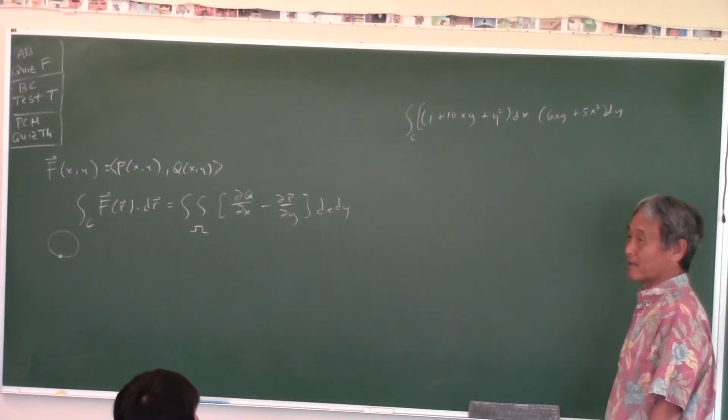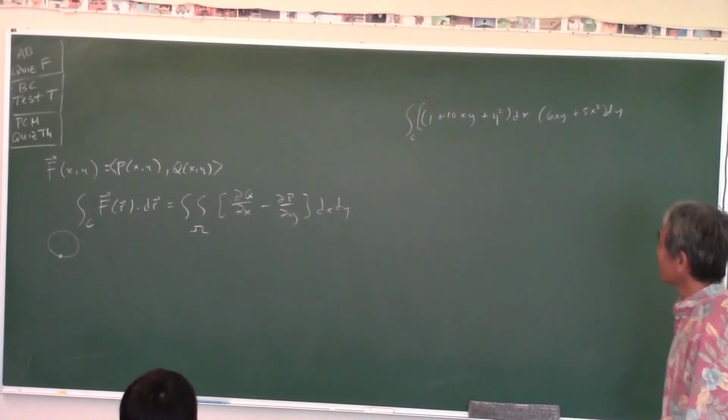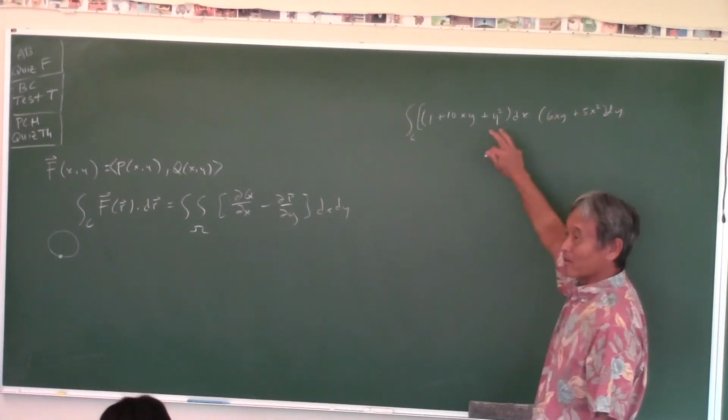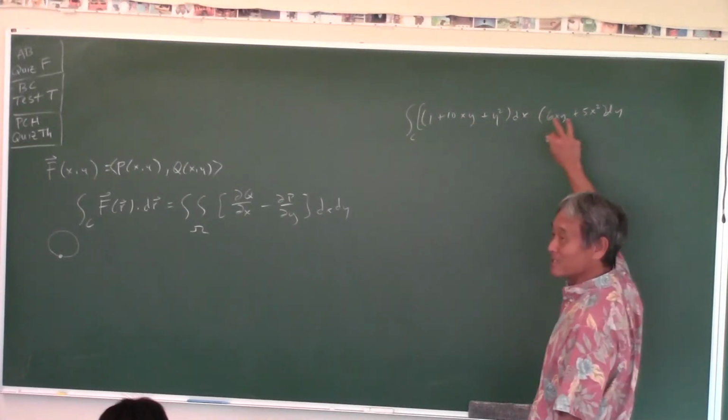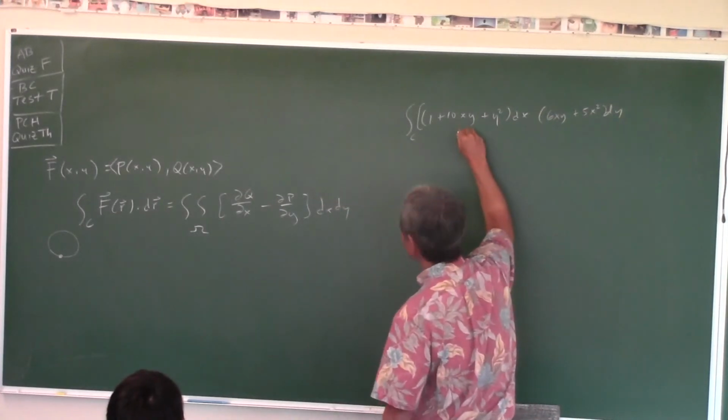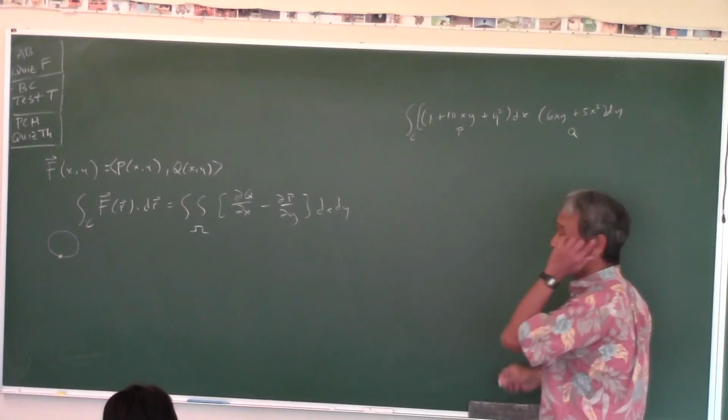That's like the force function, the force vector right there. So that's like the x component, and that's the y component. Or this is P, and this is Q. You get it? In terms of Green's theorem, this is P, this is Q.